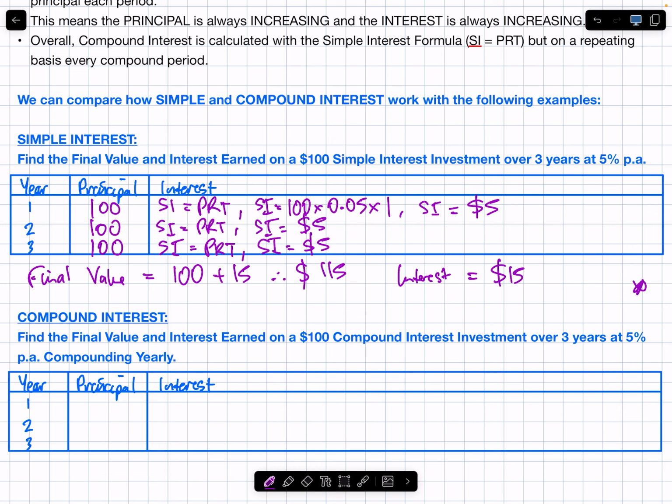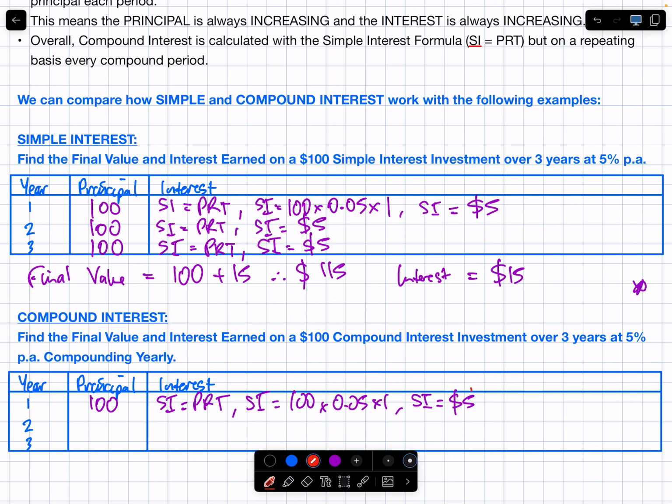All right, let's demonstrate compound interest so that you can get onto your practice, and I can go through the tests. So the difference with compound interest, it starts the same, because in the very first year, it's a principal of 100. So SI equals PRT is going to be SI is equal to 100 times by 0.05 times by 1. In the first year, you're going to make $5 of interest. But this is where the difference for compound interest comes. That $5 now does something. It gets added on to the principal.